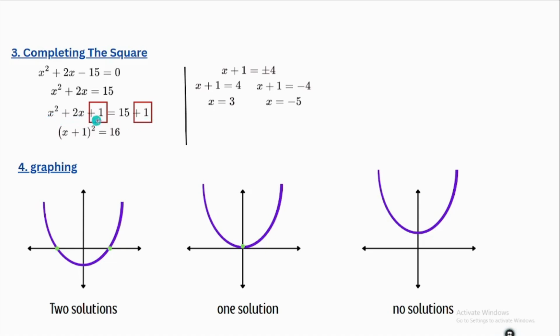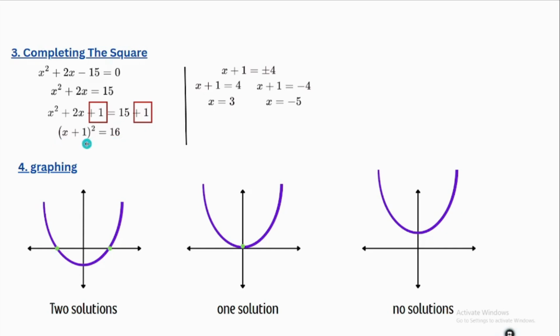When we add on the left-hand side, it becomes a perfect square. This x squared has the root x, 1 has the root 1, and the middle term is twice the first times the second. So this is a complete square, a perfect square. When we add 15 plus 1, we get 16, which is also a perfect square because we can get a root for it.